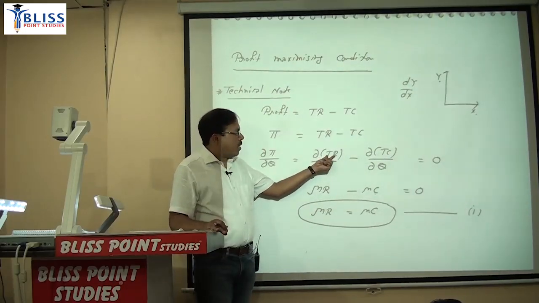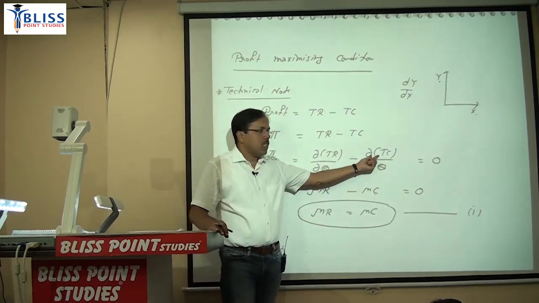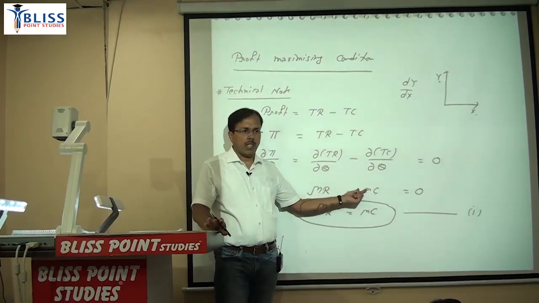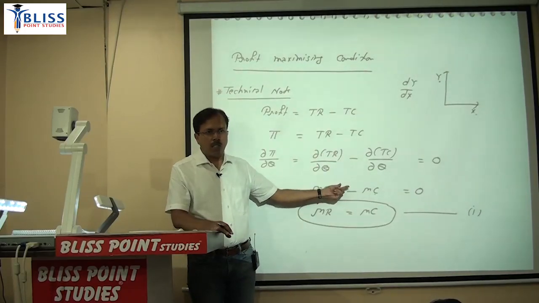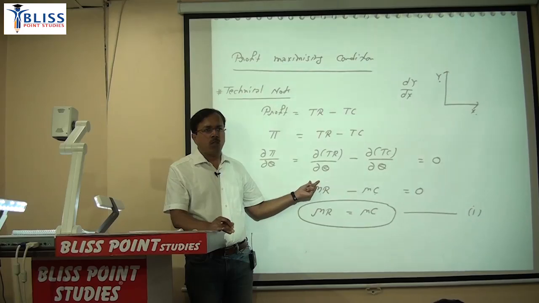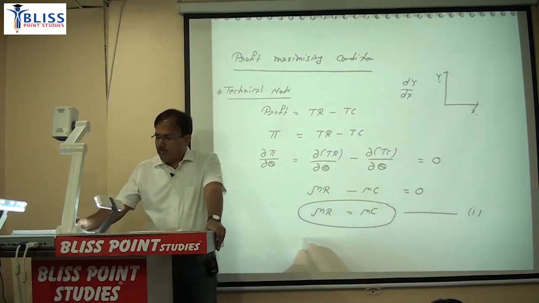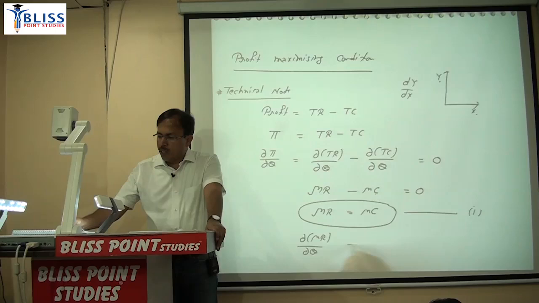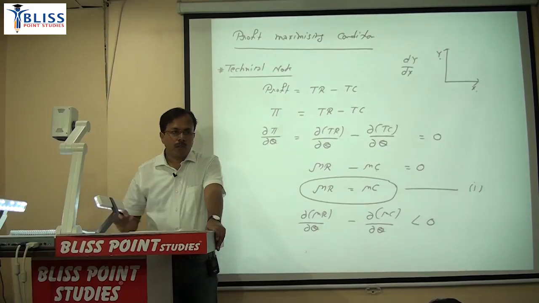So what is the slope of TR? MR. What is the slope of TC? MC. Okay, only this much you keep. Slope of TR is MR, slope of TC is MC. If I differentiate a second time, whose slope will come? The slope of MR and the slope of MC will come. So your second differentiation: you are differentiating MR with respect to quantity, and MC with respect to quantity, and that should be negative.